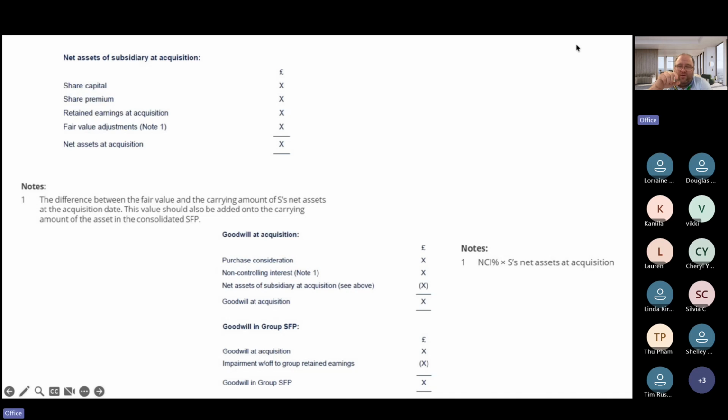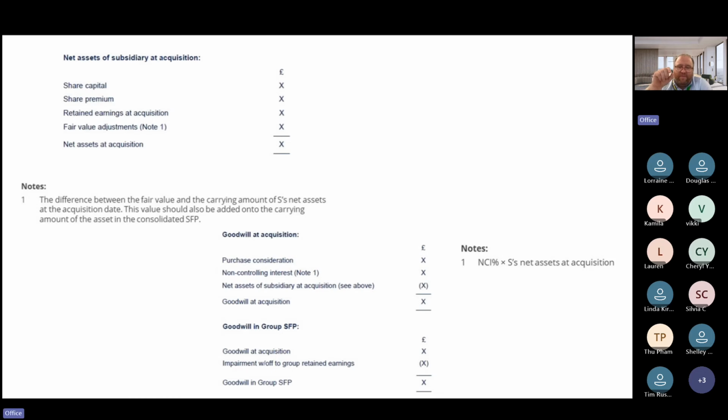So at acquisition, you've got some level of consideration. So you purchased that subsidiary or that share in that subsidiary for an amount of money. So what did you give up as consideration? Whatever that amount is, you gave up as consideration. That's the top line.